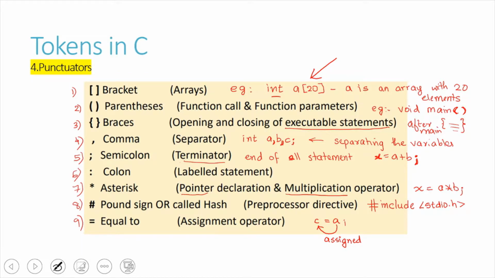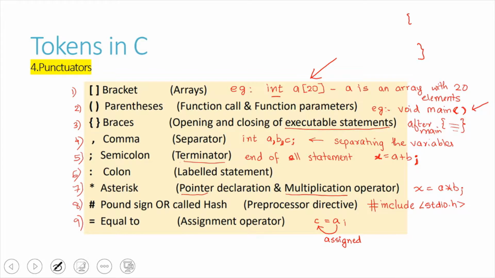Next we have the ordinary round bracket or parenthesis. This is used for function calls. For example, void main, we saw that there is a bracket after that. That is one example. Next we have the curly braces. These are used to start and end a multiple set of statements. It is commonly used in C language.